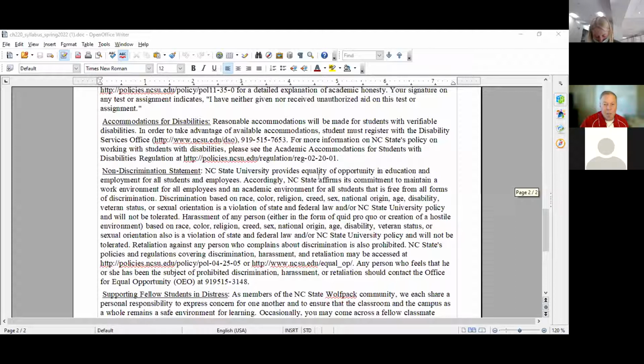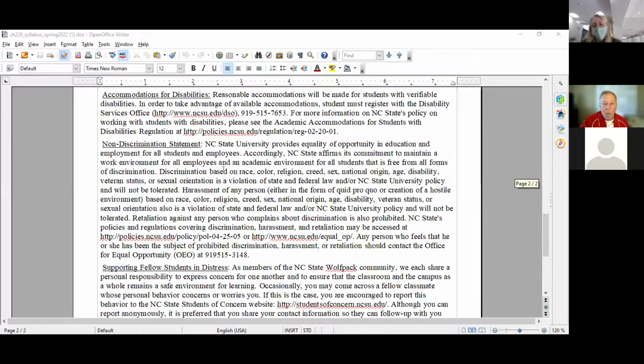Non-discrimination statement: everybody is treated fairly. I am the ultimate ref. I don't care what color you are. I don't care what religion you are. I don't care what sexuality you are, or if you're gay, bi, it does not matter at all. I will have none of that, and it will not be tolerated, not by me, not by anybody at this university.